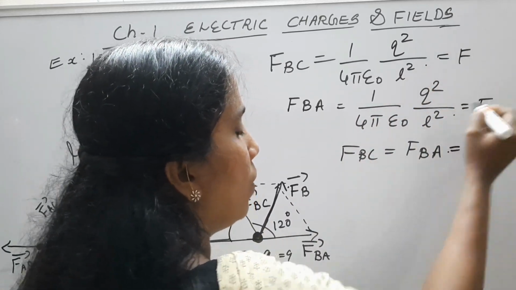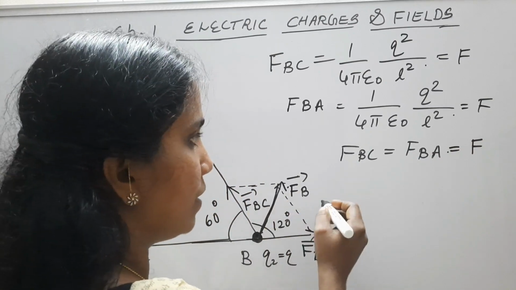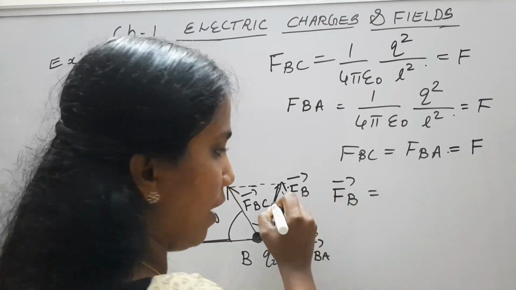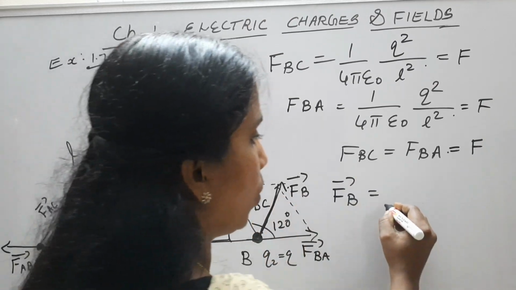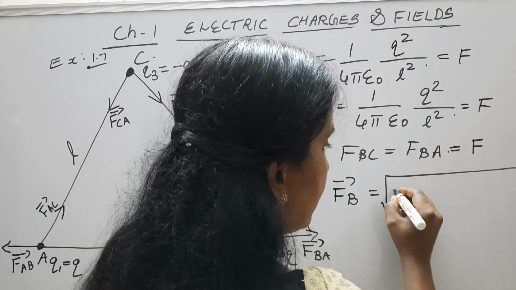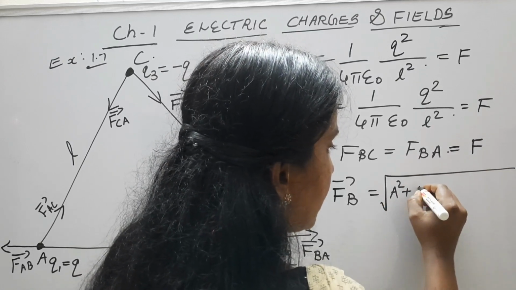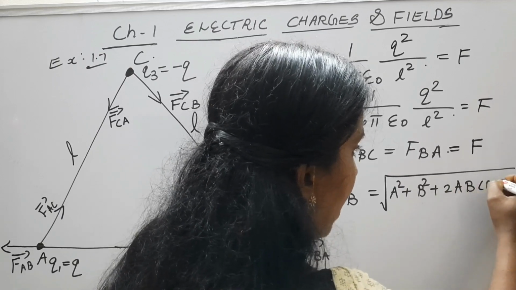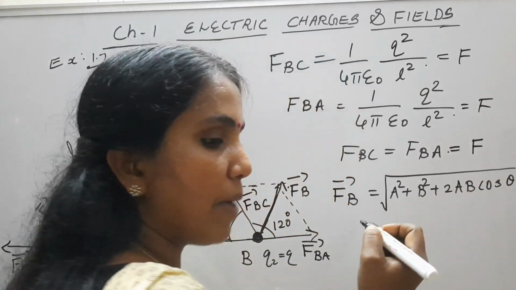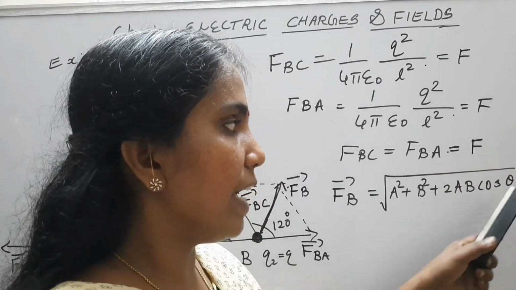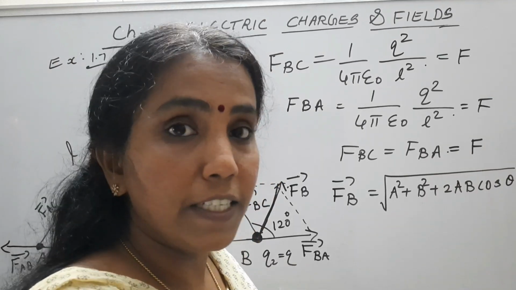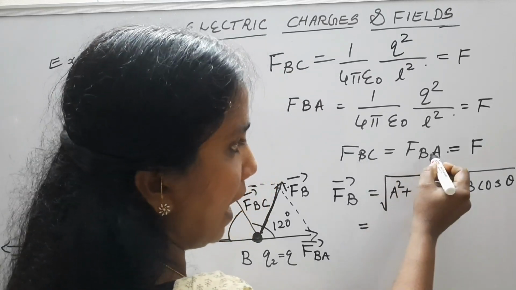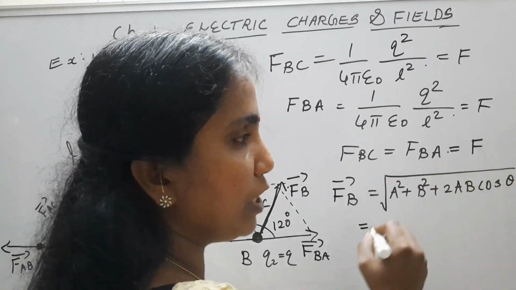Okay. Now, how will we find the resultant? So the magnitude of the resultant force, that is FB, is equal to, by the parallelogram law, root of A square plus B square plus 2AB cos theta. Last year we have studied where A and B are magnitudes of the two vectors inclined at an angle theta. Here theta is 120 degree. So A and B are FBA and FBC. Both are of magnitude F.